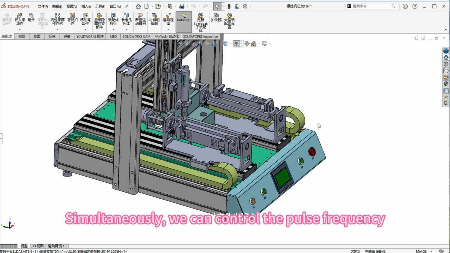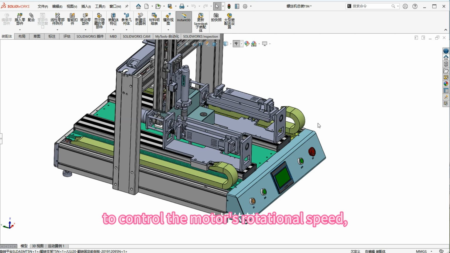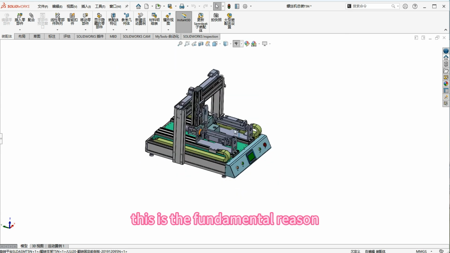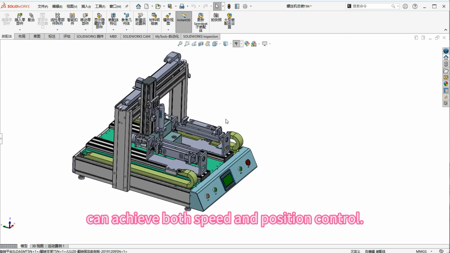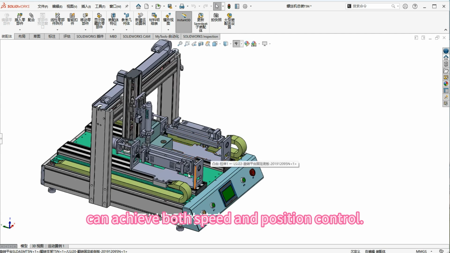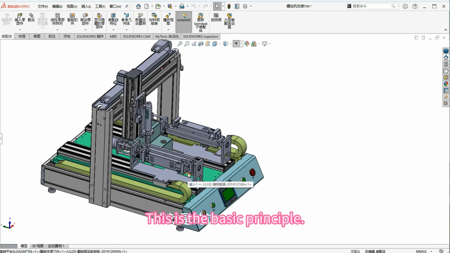Simultaneously, we can control the pulse frequency to control the motor's rotational speed, thus achieving speed control. So, as you can see, this is the fundamental reason why our stepper motors can achieve both speed and position control. This is the basic principle.